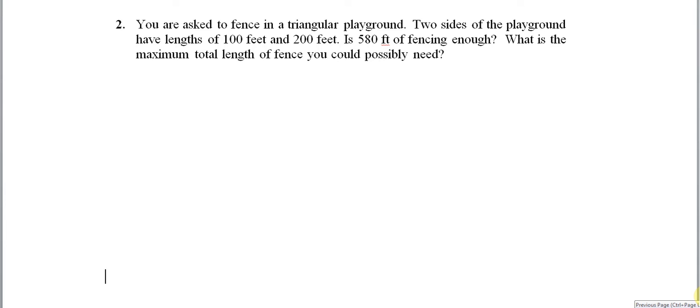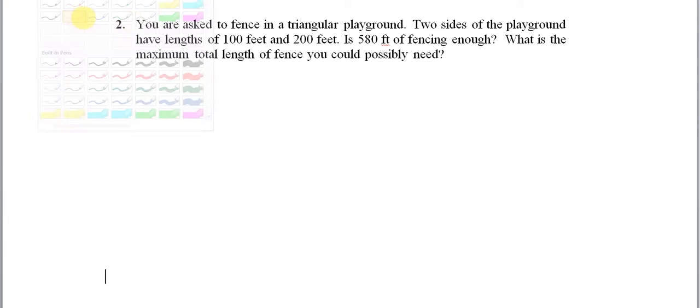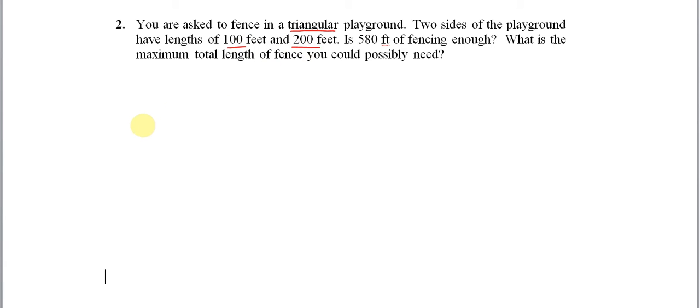In this video we will look at an application of the triangle inequality theorem that uses an example with some fencing. So let's say we are building a triangular playground with 3 sides, and 2 of the sides we know is 100 feet and 200 feet, and we want to know if going out and buying 580 feet of fencing is enough. Well, we know we need at least 300, so we're going to have a side here that's 100, and we're going to have another side that's 200.